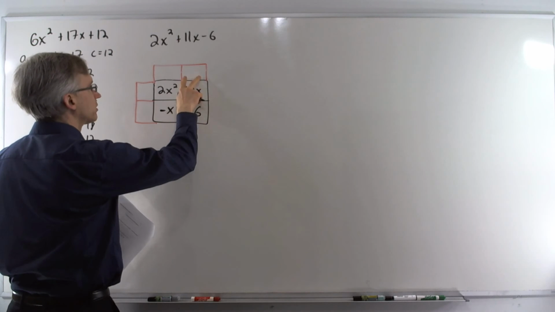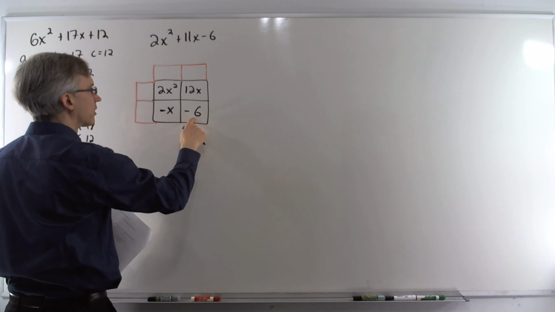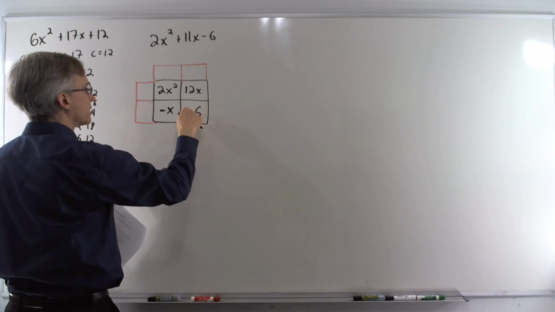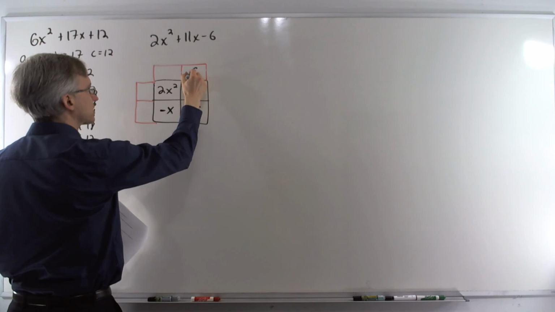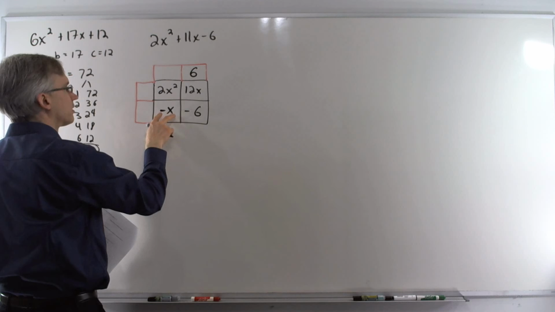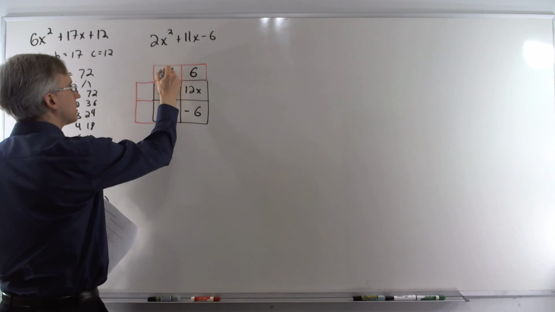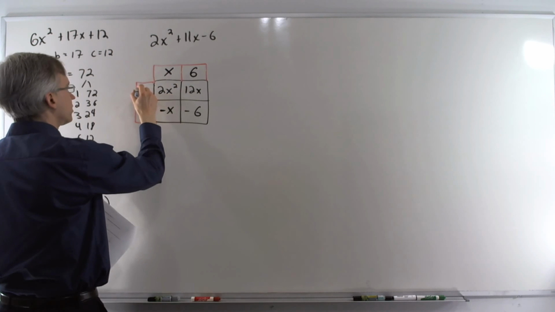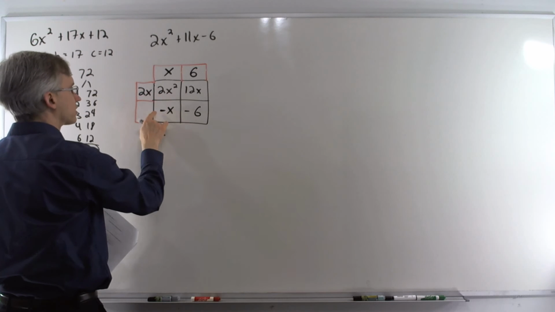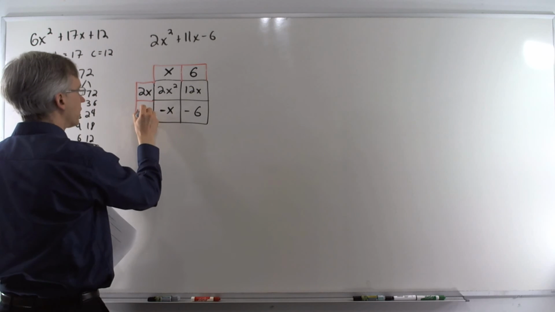Okay, so in this direction, there's no x to factor out here, so we can only factor out numbers. Greatest common factor of 6 and 12 is 6, so 6 goes up here. And here, we can factor out an x. In this direction, we can factor out 2x. And in this direction, greatest common factor is just 1.